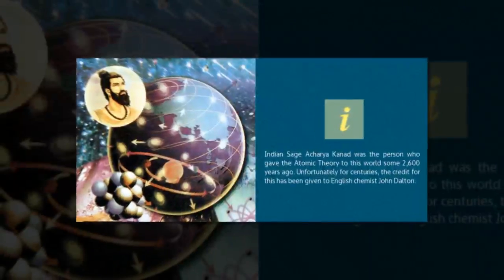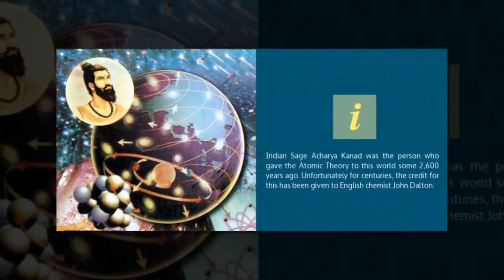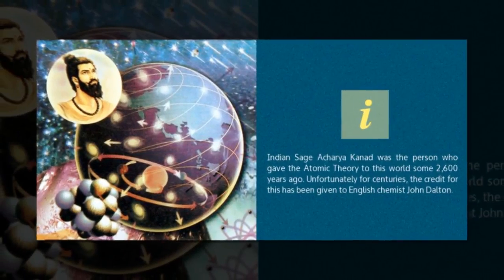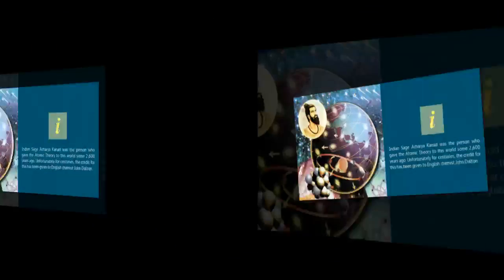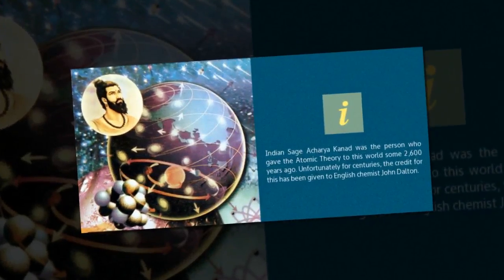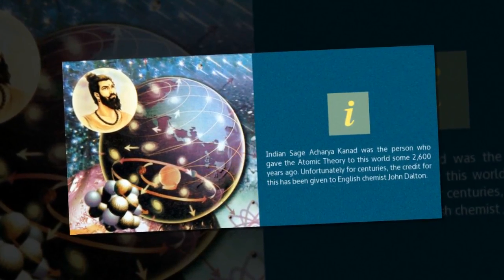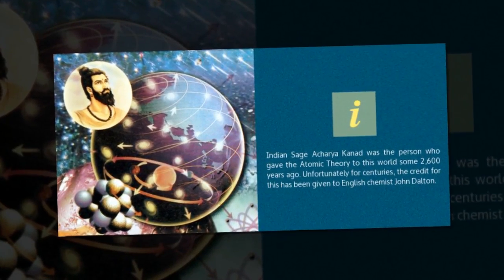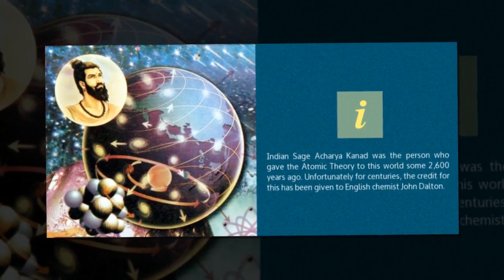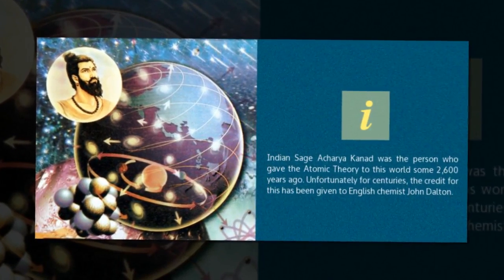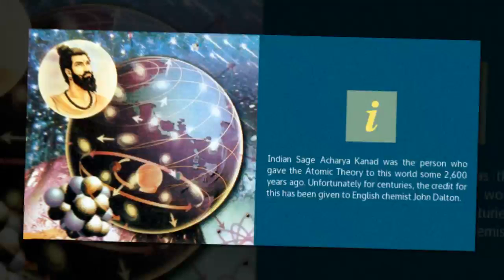The atomic theory was developed 2,600 years ago by an ancient Hindu sage. Is history as we know it wrong? Despite the fact that John Dalton, an English chemist and physicist, is credited with developing the atom theory, the truth may be more surprising than you could imagine.